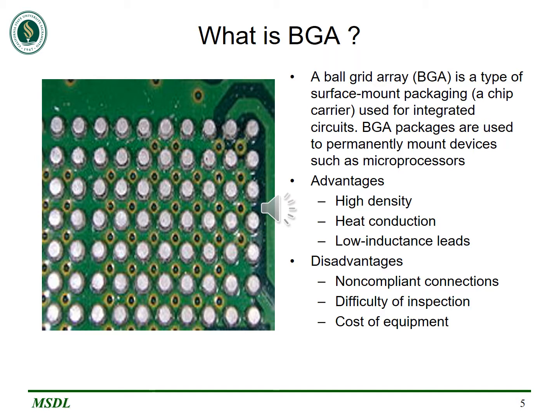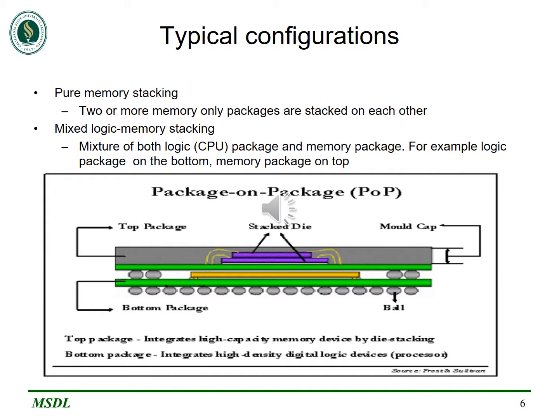Here are some of the advantages and disadvantages of using PGA balls. Advantages are that it provides high density due to close packing of pins. It prevents overheating of the chip by providing good conduction. With low inductance leads, it provides superior electrical performance to pin devices. Some of the disadvantages are that they are not mechanically compliant, as they cannot flex in the same way longer leads can. It is very difficult to find soldering faults once they are soldered into place, and very expensive equipment is needed for soldering. Here is a side view structure of package on package semiconductor.